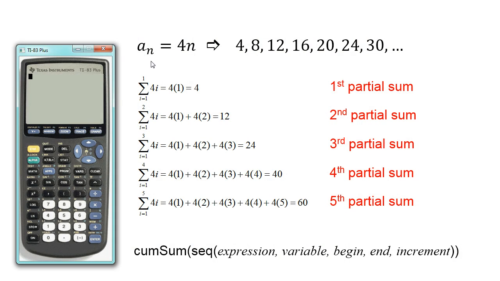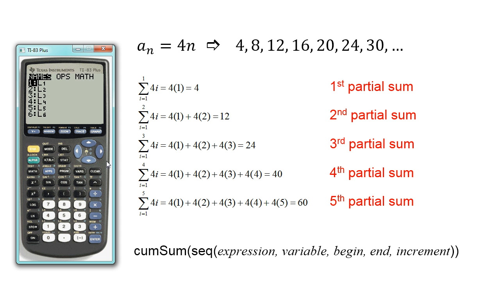Okay, here's a sequence that's defined by a sub n equals 4n. That's 4 times 1, 4 times 2, 4 times 3, and so forth. Here I have listed the first 5 partial sums. So for the first sum, i goes from 1 to 1, so I have 4 times 1. For the second partial sum, i goes from 1 to 2, so I've got 4 times 1 plus 4 times 2, and so forth.